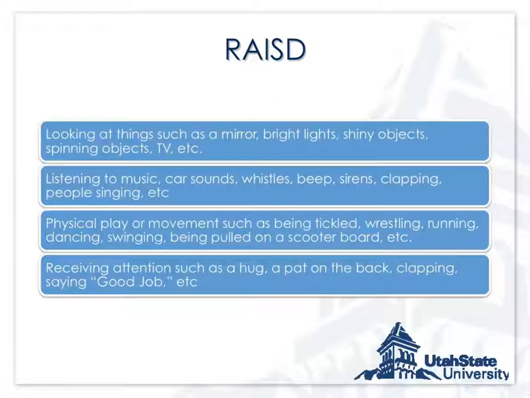The informant is asked questions about whether the individual likes to look at a mirror, spinning objects, or the TV, whether they like to listen to music or certain sounds, enjoy physical play, movements such as wrestling or dancing, or receive attention from others such as a hug or a pat on the back or other forms of praise.